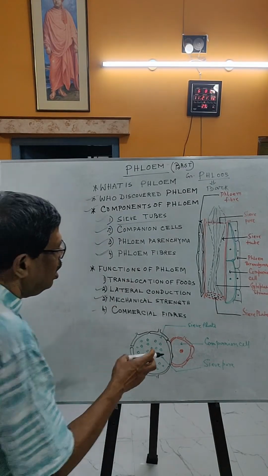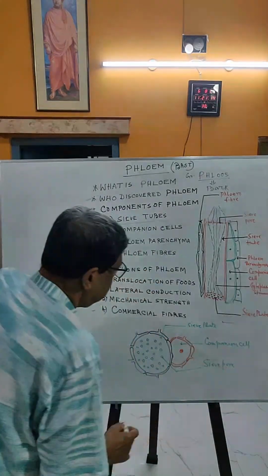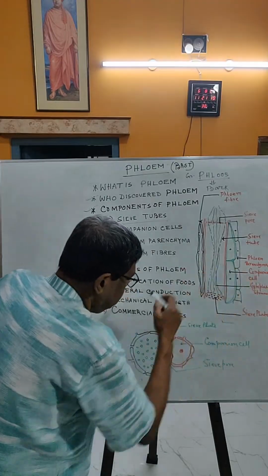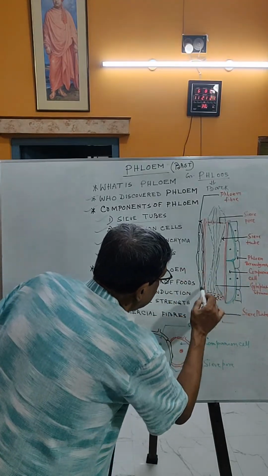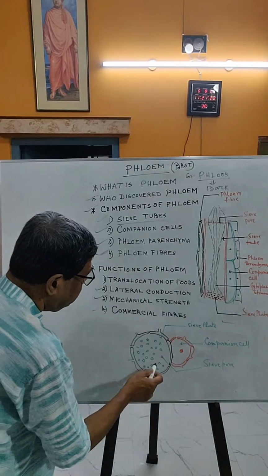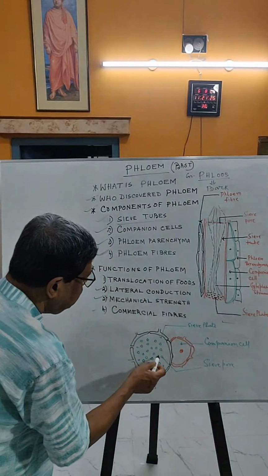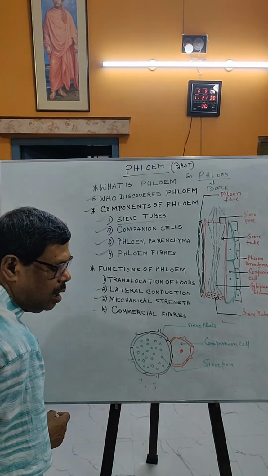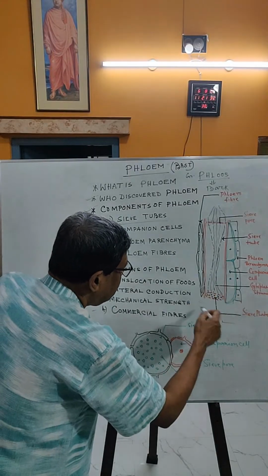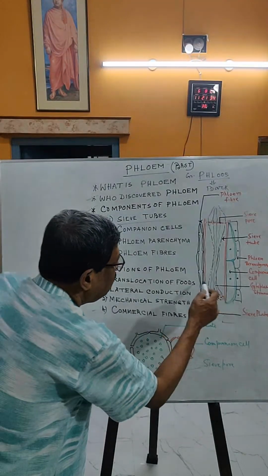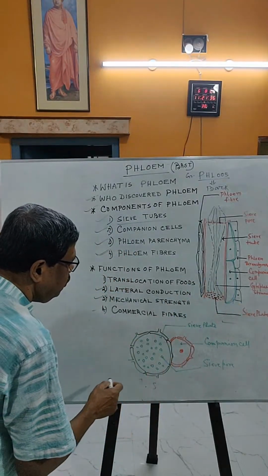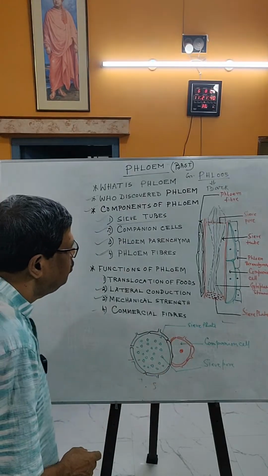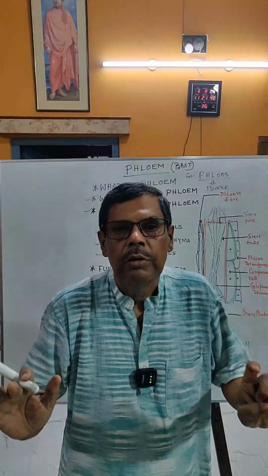Here, I have drawn the picture. Next is a transverse section, TS, regarding the sieve plate. This is the sieve plate. This is the sieve pore. There is the companion cell. This figure is drawn from the transverse section through the sieve plates. This is all about your phloem tissue.